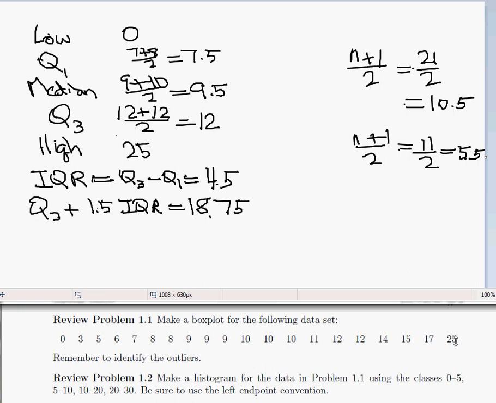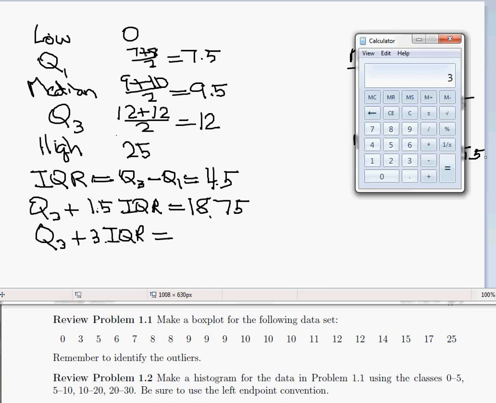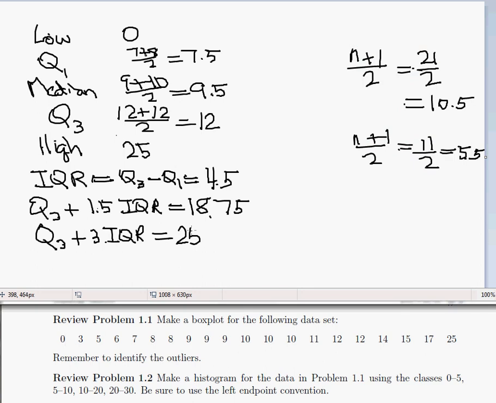Notice that 25 is going to be an outlier because that's larger than that cutoff. To figure out the probable outliers, same idea, Q3 plus 3 times the IQR. So 3 times the IQR plus the third quartile is 25.5. So 25 will be a possible outlier, but not a probable outlier, because 25 is less than that mark.